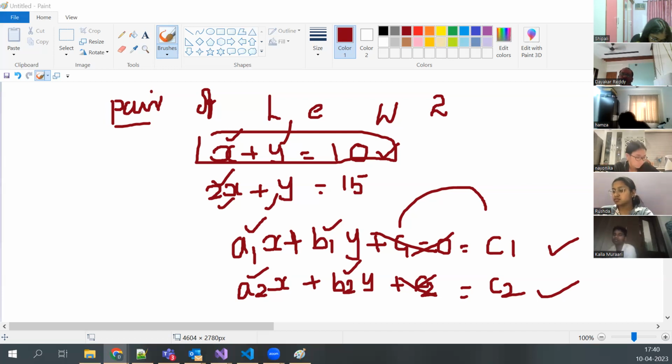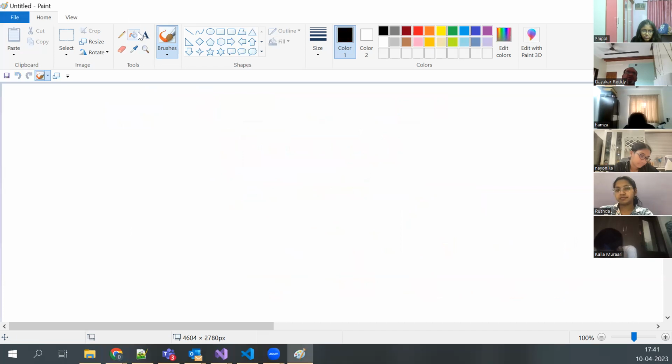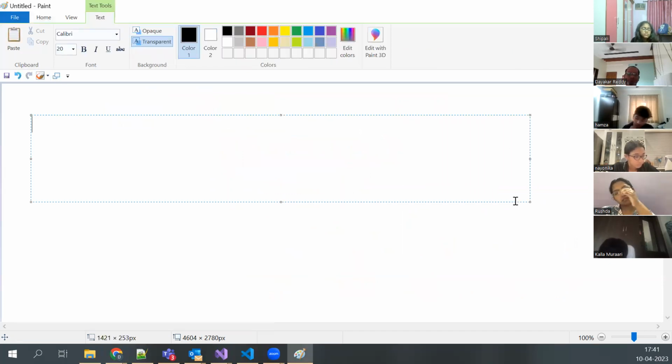Next slide heading: Pair of linear equations, or they will say simultaneous also. Both are the same only. Don't get confused. Pair, simultaneous, both are the same. The heading you can put: pair slash simultaneous linear equations with two variables.